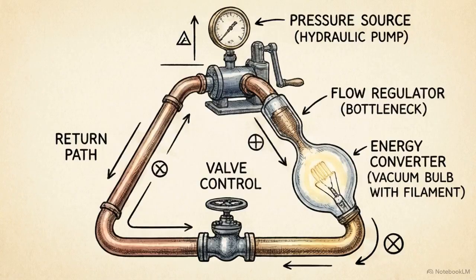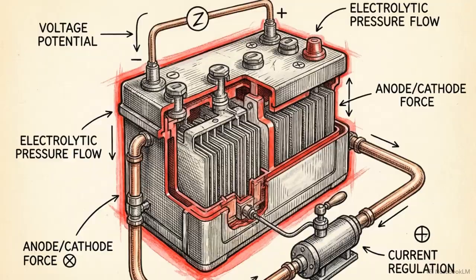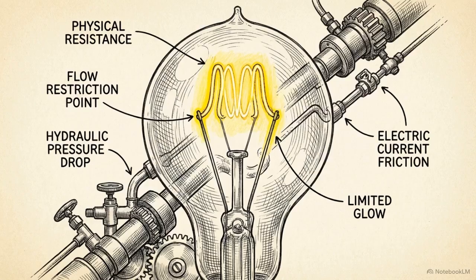Electrical power functions as a manageable mechanical system, defined by the relationship between the force that pushes, the volume that flows, and friction that limits them both.